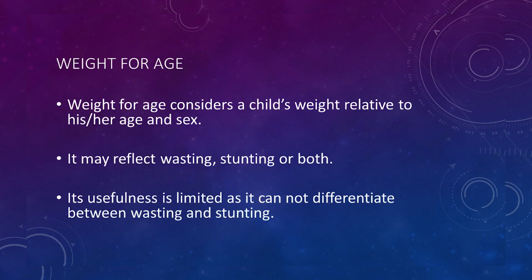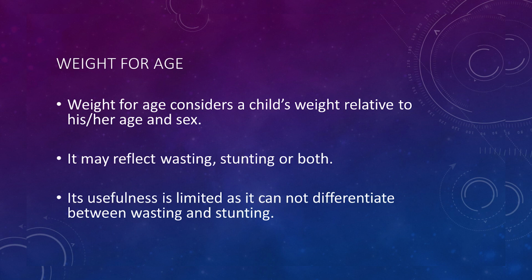Now, weight for age. Weight for age considers a child's weight relative to his or her age and sex. This is an anthropometric measurement. It may reflect wasting, stunting, or both. So from weight you can tell that wasting or stunting, or both, are present, but its usefulness is limited as it cannot differentiate between wasting and stunting.